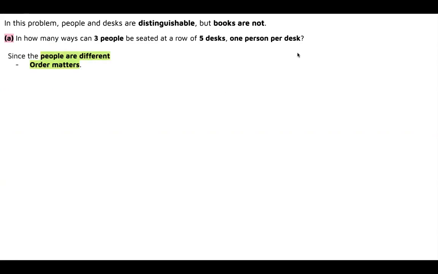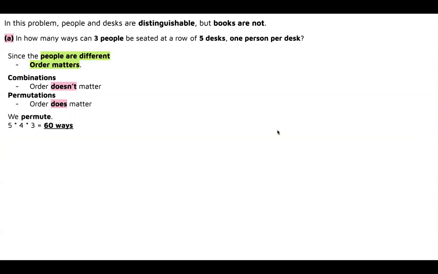Since the people are different, order matters. Combinations: order doesn't matter. Permutations mean order does matter. So these two are really important facts that you have to memorize and understand why. Well, if you forget it in the middle of some competition, just remember that the one that's smaller tends to be the one that has more limits to it. We permute. 5 times 4 times 3 equals 60 ways.